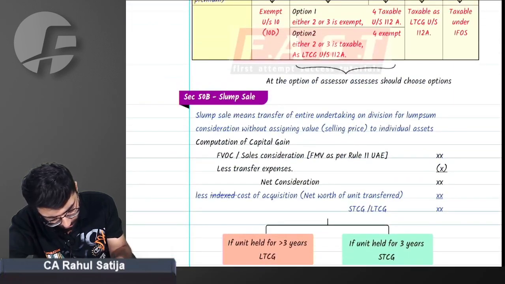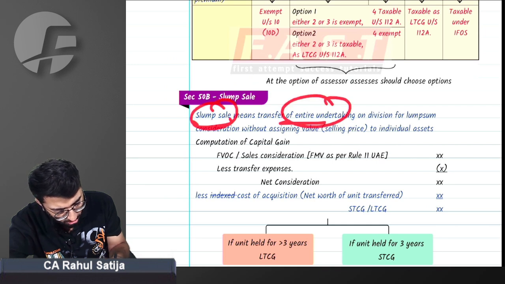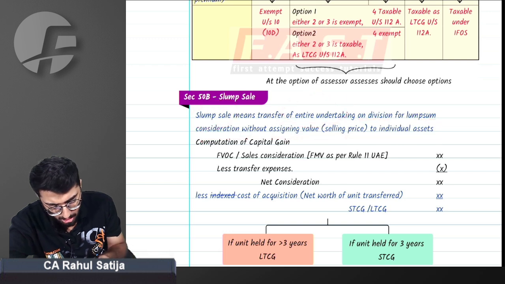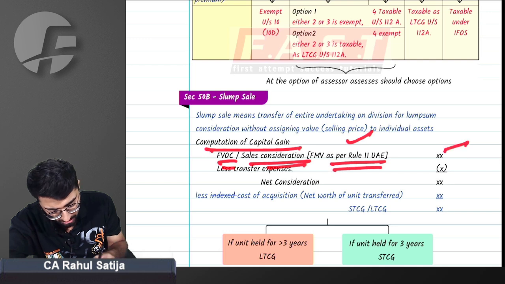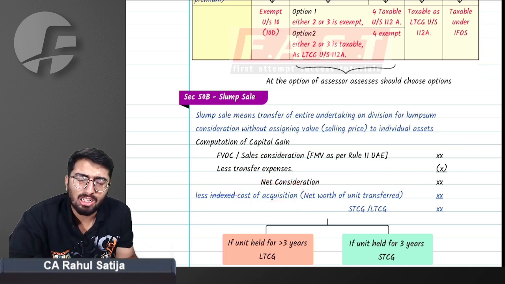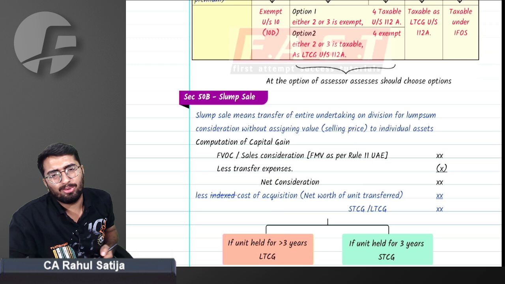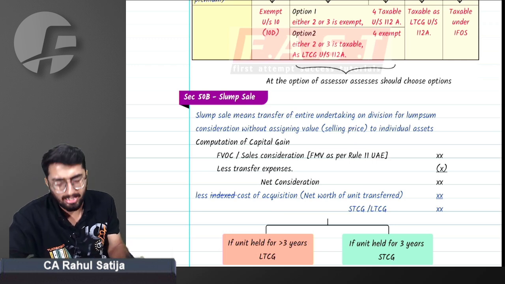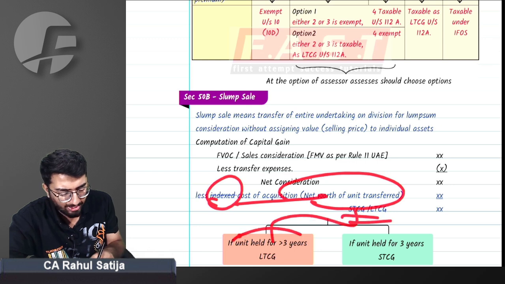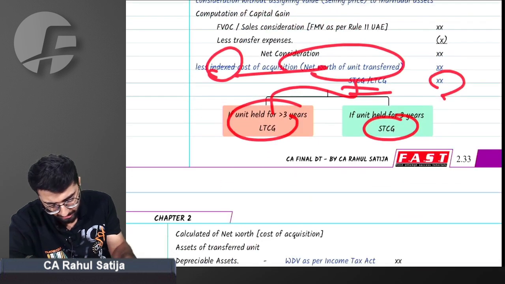Just have a look at the portion. Slump sale means transfer of an entire undertaking or a division for a lump sum consideration without assigning a single value to individual assets. Computation of capital gain: full value of consideration, sales consideration, FMV, less transfer expenses, less net worth will give the capital gain. Do we have to do indexation here? The right answer is we are not assigning any value to assets, so indexation is not relevant. Indexation we don't have to do, we are not allowed to do. Depending upon the period of holding, it will be either long term or short term capital gain.